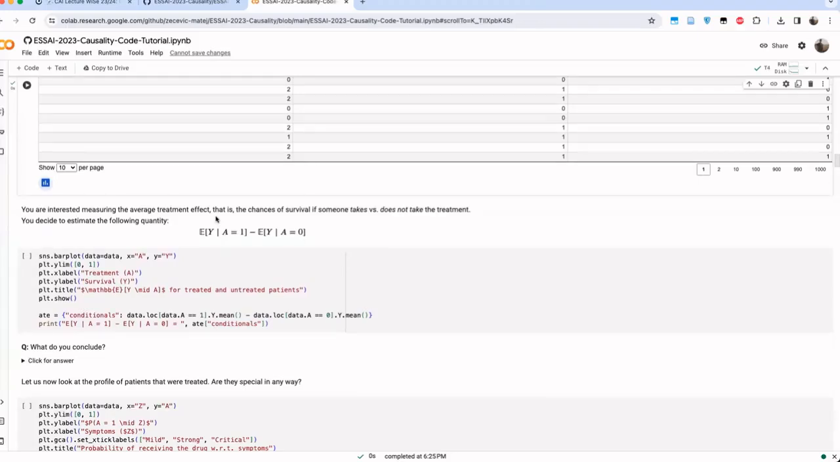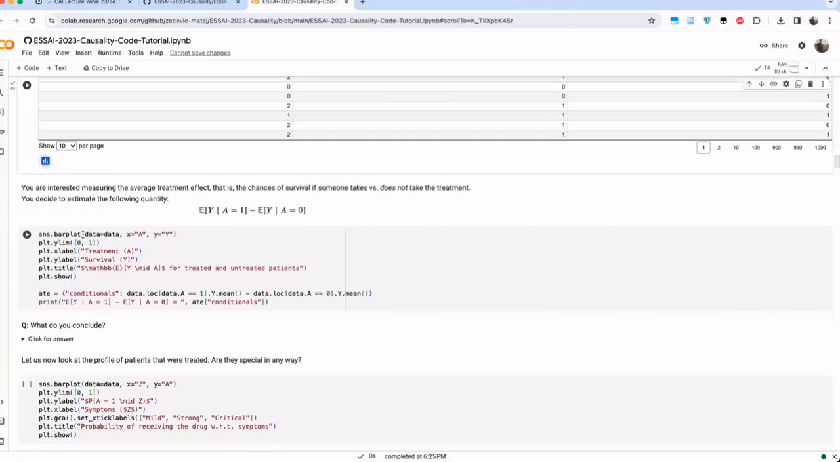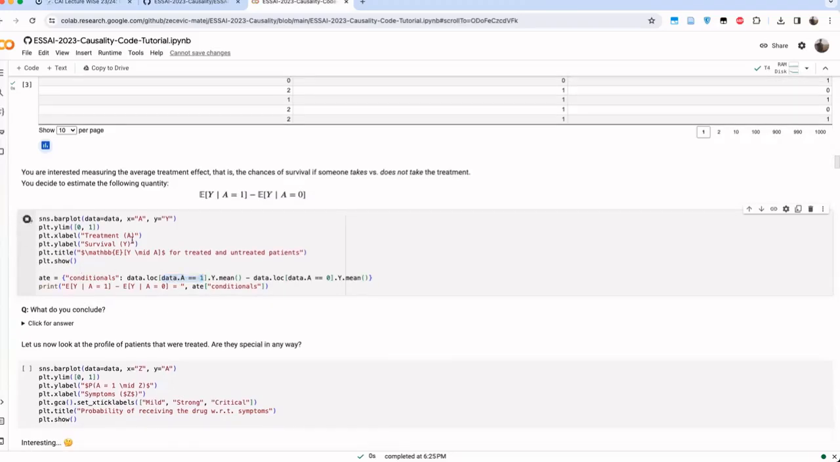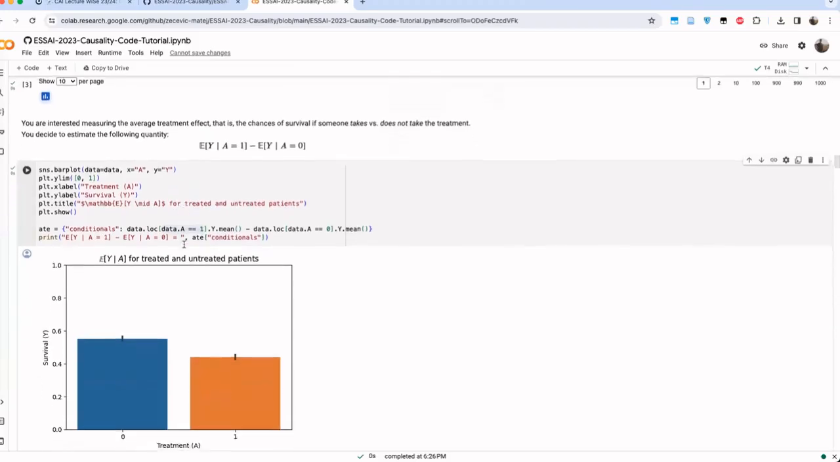And so we might be tempted to first go with the following conditional quantity, where we have the expectation over Y in the group of people that were given the treatment and the group that didn't get it, right? So that's the difference here. This function is just making sure that we plot it nicely, and then really you're just looking at the data points where A is equal to 1 and where it's 0, and then just take the mean of Y. Simple. So let's look at the plot.